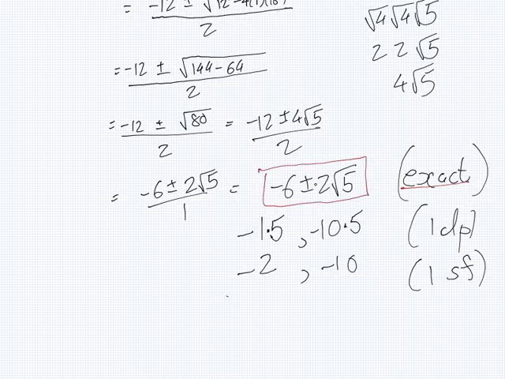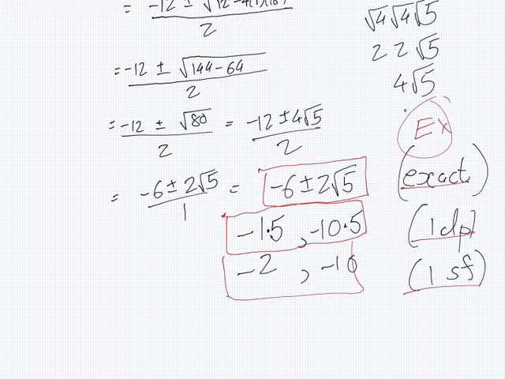X is this. If the question said, what is the answer to 1 decimal place? These 2 would be the answers for X. If the question said, what is the answer to 1 significant figure? Then these 2 would be the answer. So these are just my examples of the different ways they could ask for the answer. If the question doesn't specify, we should always go for exact, right?